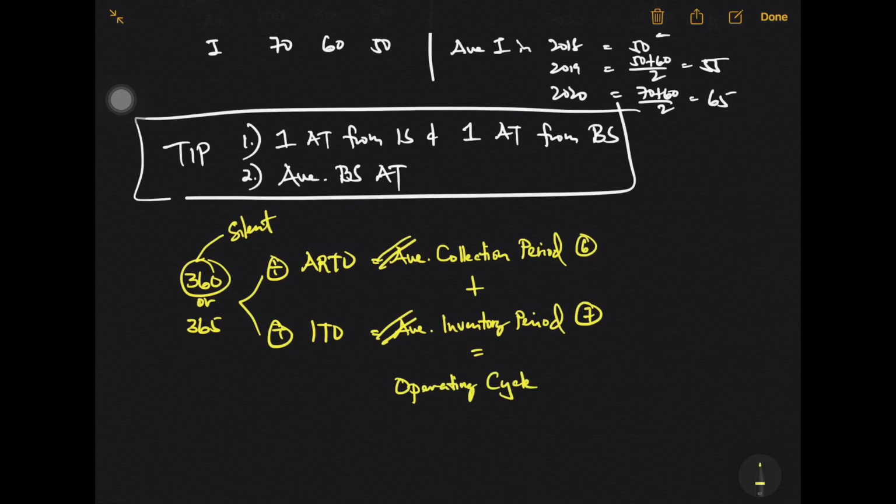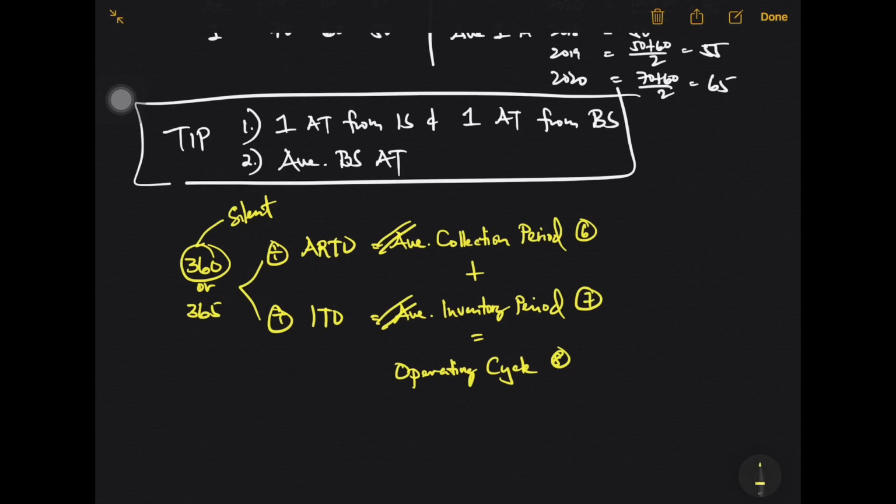So this is number 8 already, right? Because in average collection period, this is the number of days before you can convert your AR to cash, right? And this one is from inventory to AR. So you are just adding. Okay, like that. So operating cycle now tells you how long will it take you to convert your inventory to cash. I hope you get the logic, no?